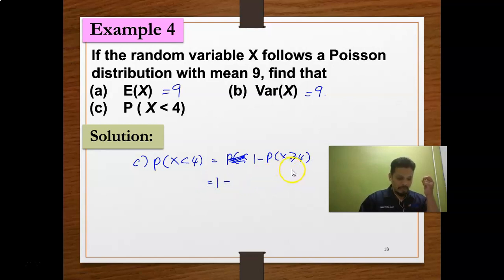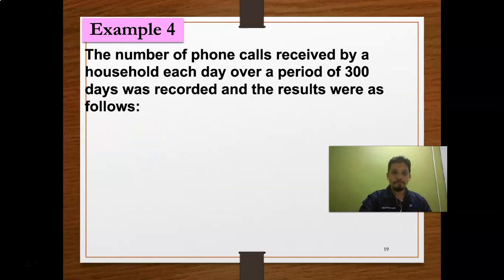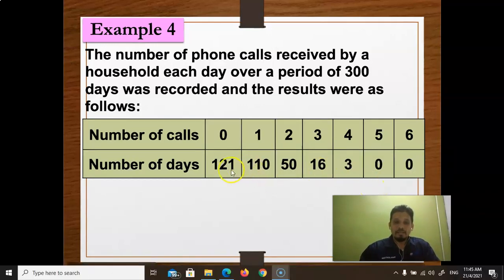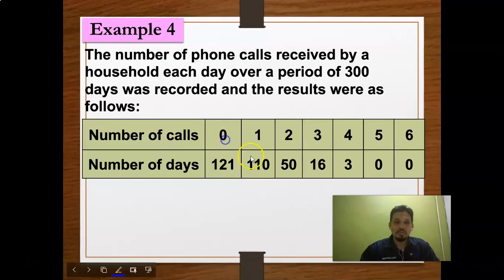Please refer to your statistical book. This gives you 1 minus 0.9788, equal to 0.0212. The number of phone calls received by a household each day over a period of 300 days was recorded, and the result was as follows. For 121 days, there was no call. Let's say in my house, I recorded calls over 300 days. For 110 days, one call. For 50 days, 2 calls, and 16 days, 3 calls per day, and so on.